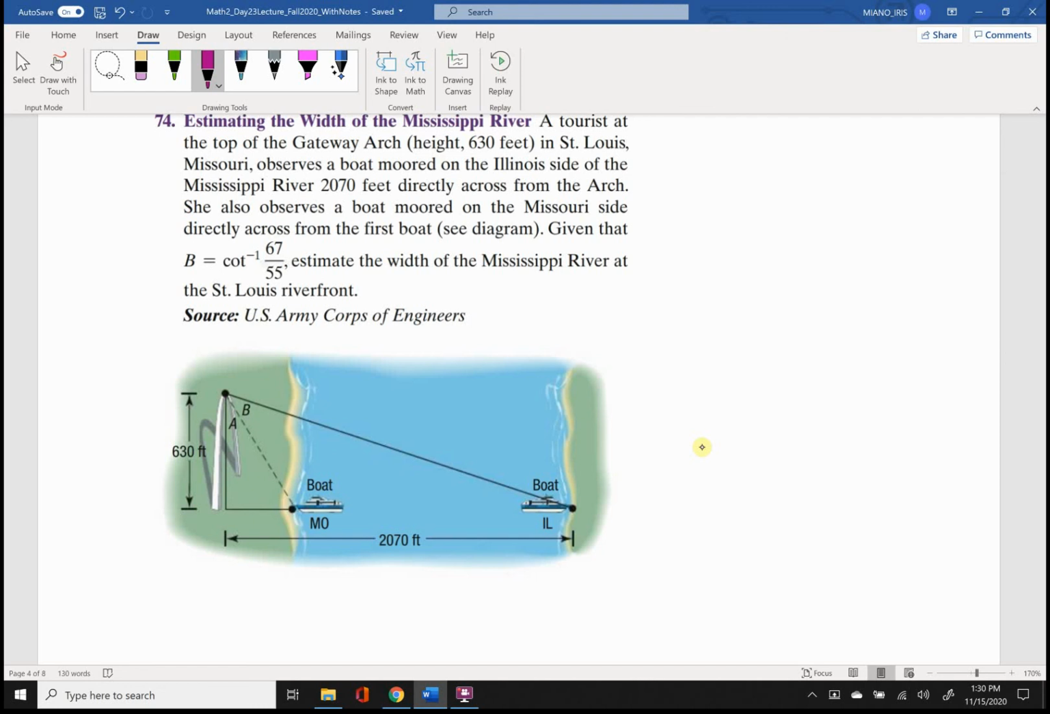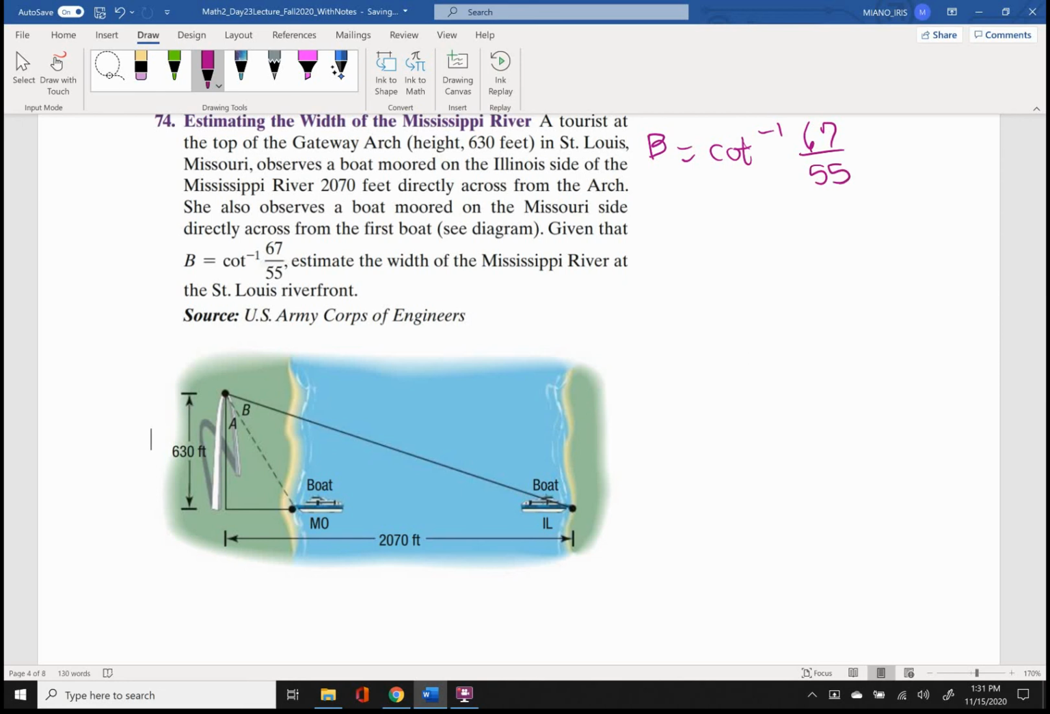The tangent of a would give us, right, opposite over adjacent, so that would give us this distance from the arch to the Missouri side boat, and then we could take that distance and subtract it from the total length from the arch to the Illinois side boat location. Okay, so that's going to be kind of our game plan, and it all starts with being able to calculate the value of b. Okay, so obviously they gave us b as the cotangent inverse, so I'll go ahead and write this down. B equals cotangent inverse of 67 over 55. Great.